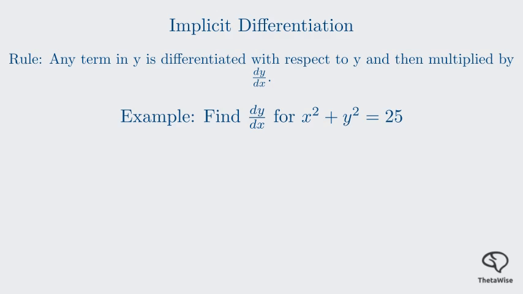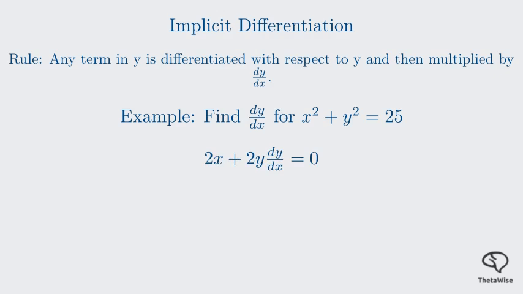We differentiate both sides with respect to x. The derivative of x squared with respect to x is just 2x, using the power rule. Now for the y squared term. Its derivative with respect to y is 2y. But because we're differentiating with respect to x, we must multiply by dy/dx, so we get 2y dy/dx. So we have 2x plus 2y dy/dx equals the derivative of 25, which is 0.